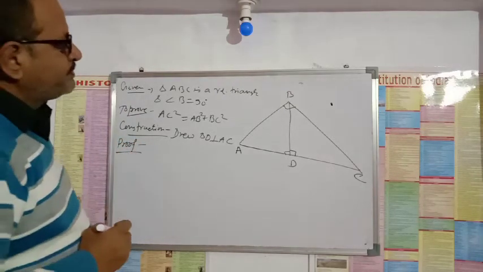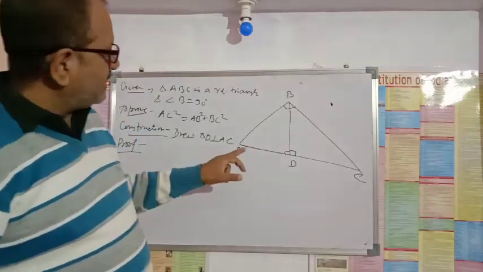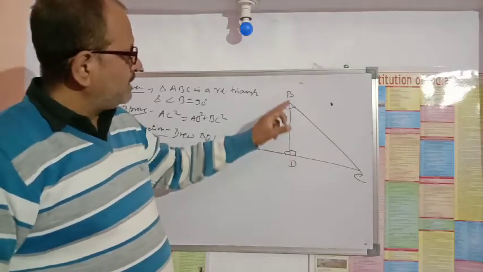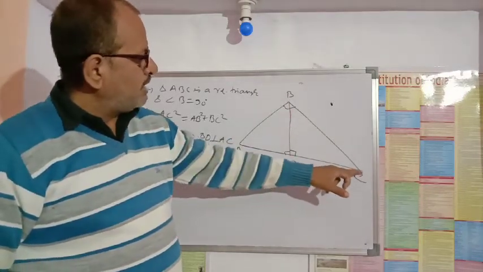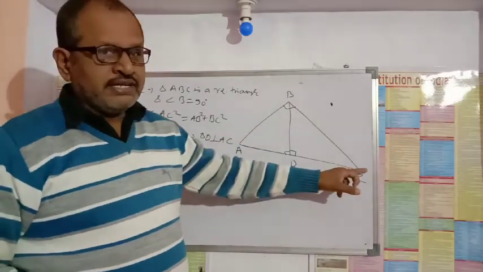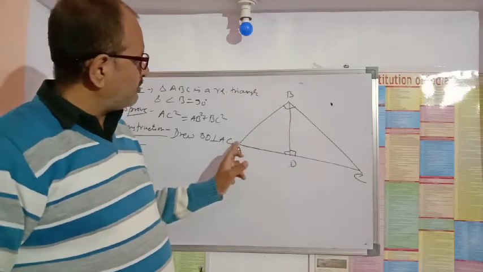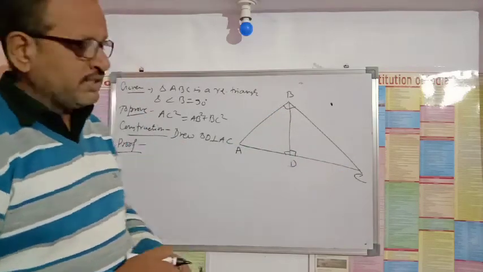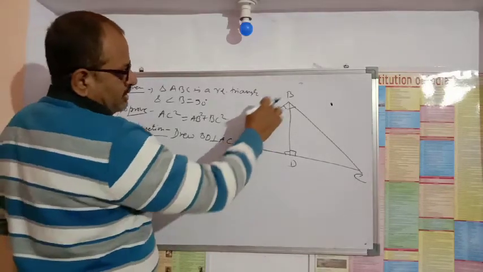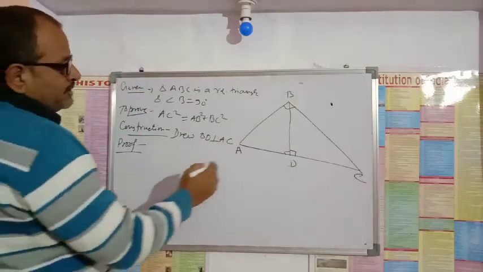Now the proof. How many right angle triangles are there? Here there are three right angle triangles: two small right angle triangles, ADB and BDC, and the third one is the original right angle triangle ABC, where angle B is 90 degrees. Firstly, we will take one small right angle triangle and the big right angle triangle and prove them similar.